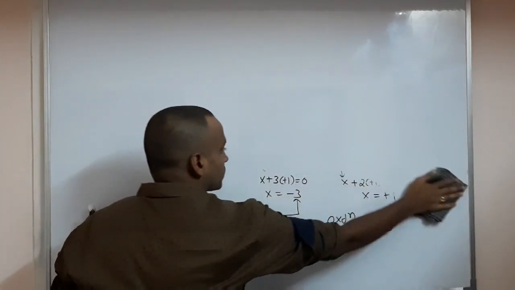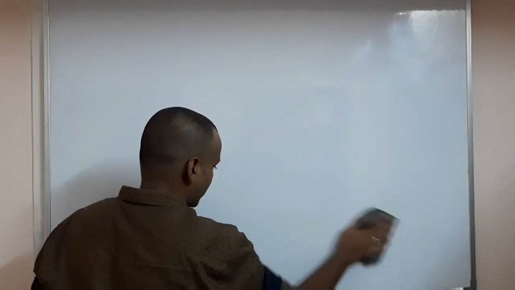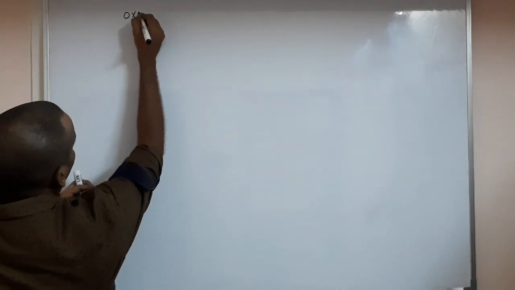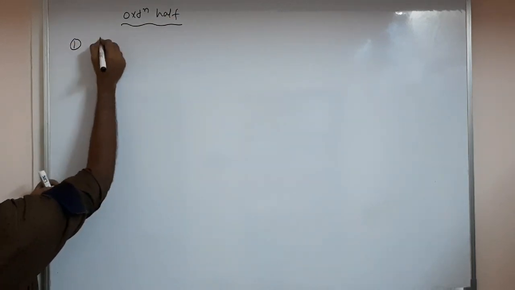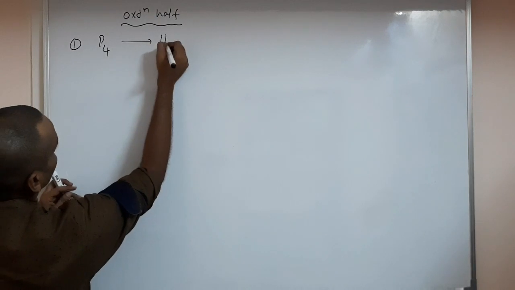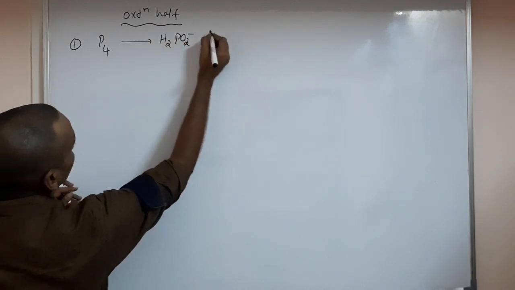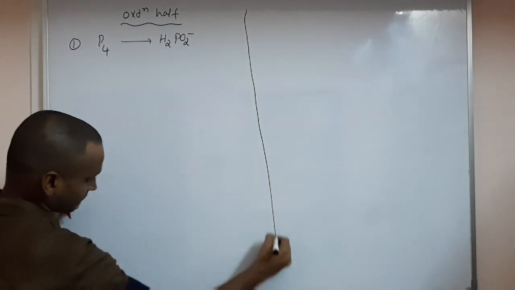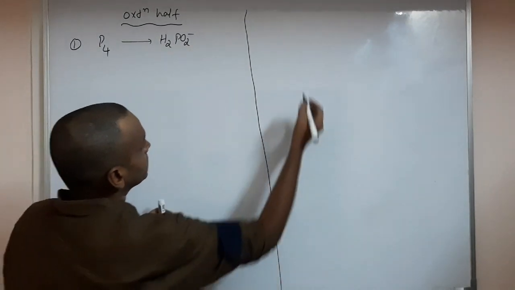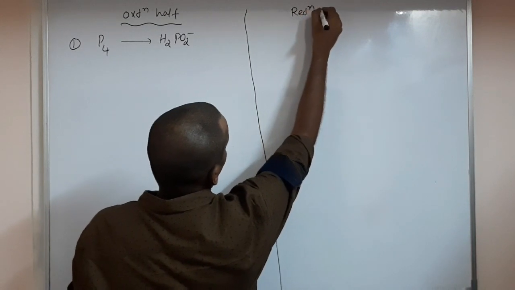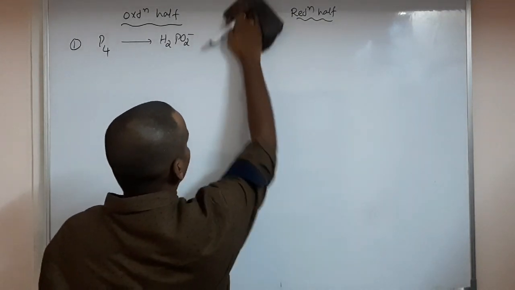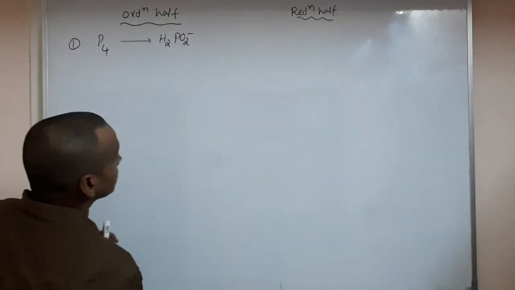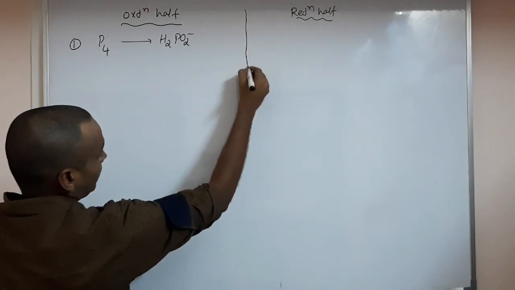So I'll separate that: one is oxidation half and one is reduction half. So what is the oxidation half? That you know already. P4 converted to H2PO2 minus. This is oxidation half, right? And what is the reduction half? From P4 only you have to take.